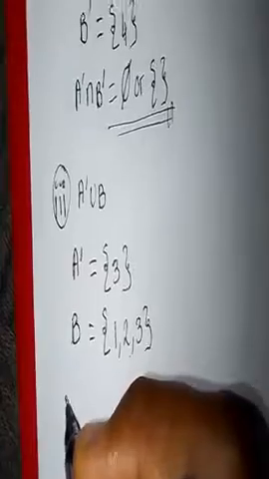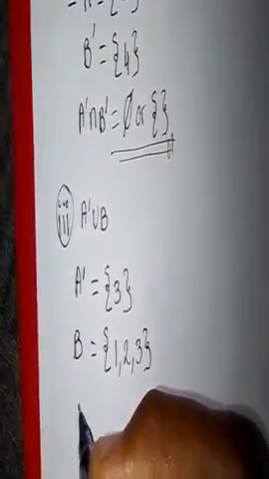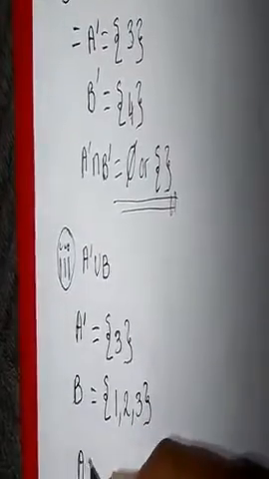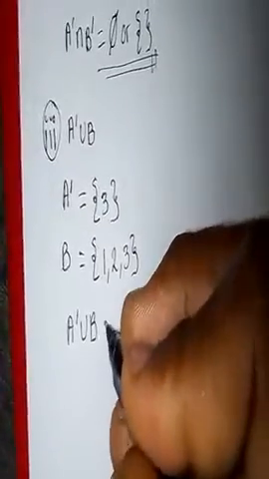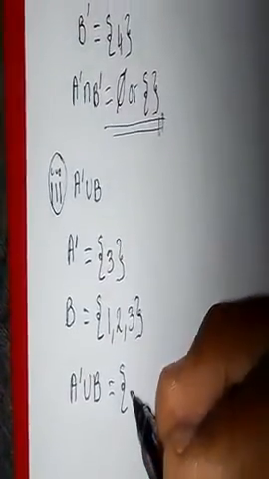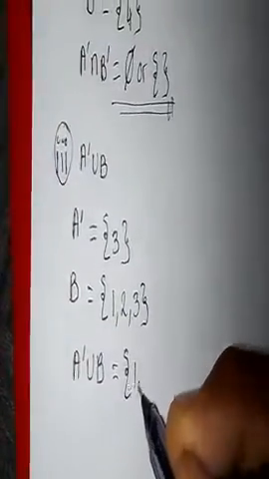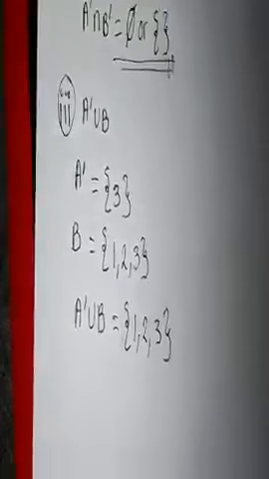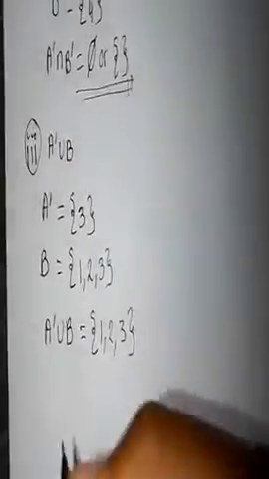So now let's find the union. It means everything together. So the union of A complement union B. Union means everything together. So we're going to combine these elements all together. So the answer is going to be 1, 2, 3. So this is the answer for A complement union B. So let's go to the next question.